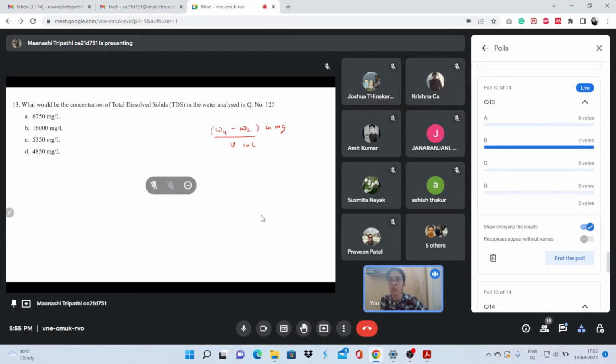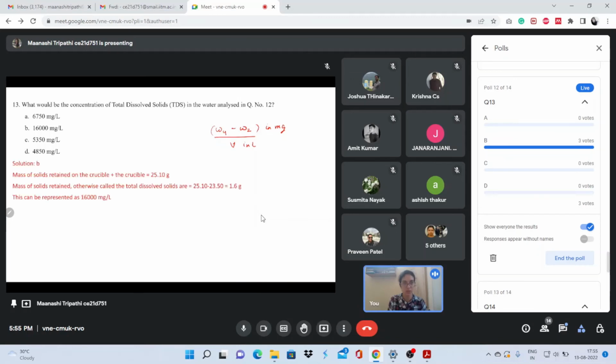So solve this question. Sit with calculators, okay? From the next time, there will be more numericals, less theory. So please be there with calculators all the time. Okay, we'll see the answer now. So the solution is B. Yes, 3 of you have answered and the answer is correct.